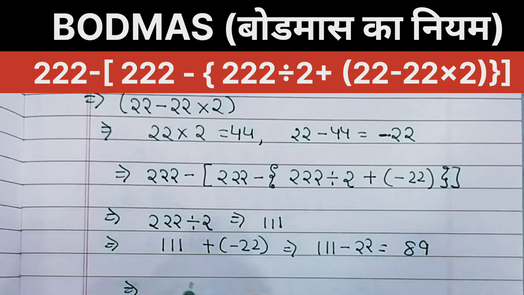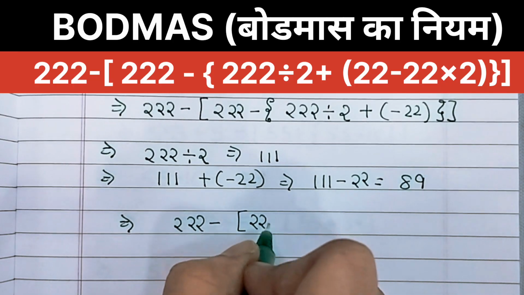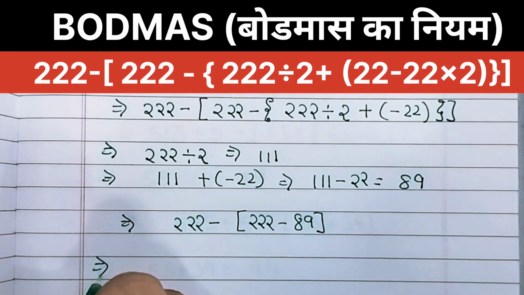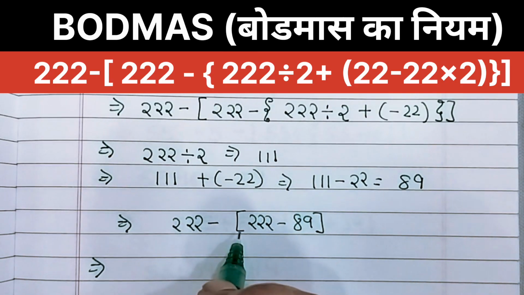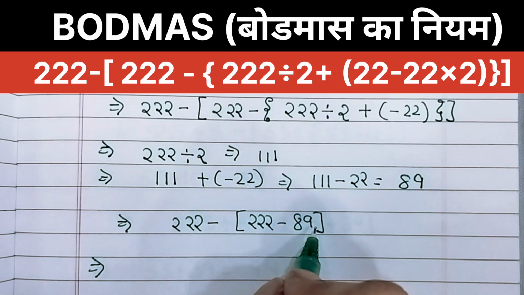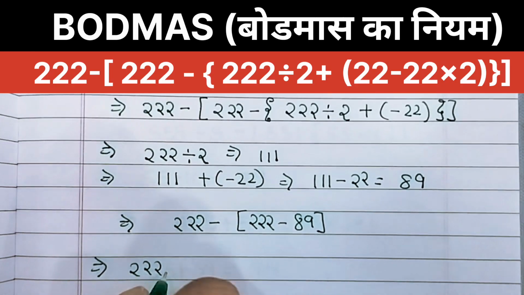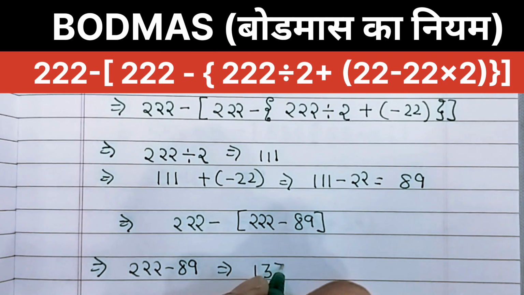Now the expression becomes 222 minus square brackets 222 minus 89. Now step 3, solve the square brackets. Now we subtract the results from the curly braces from the number inside the square bracket. So square brackets numbers are 222 minus 89. So we'll get 133 as a result.